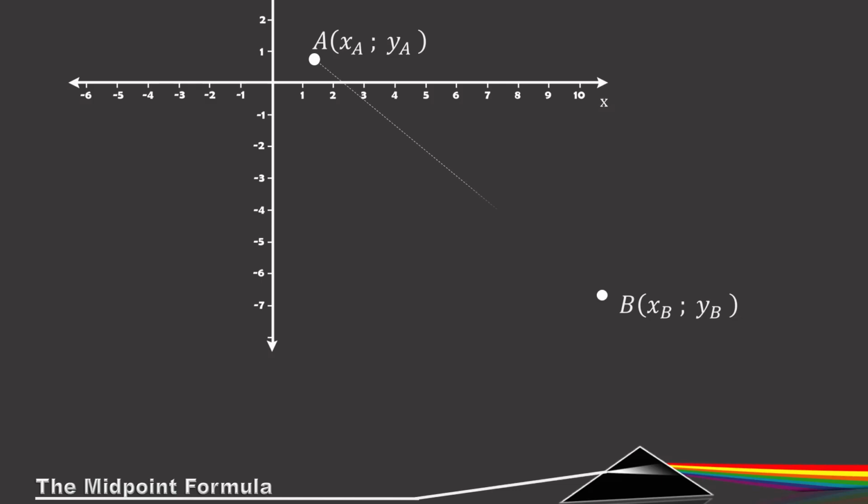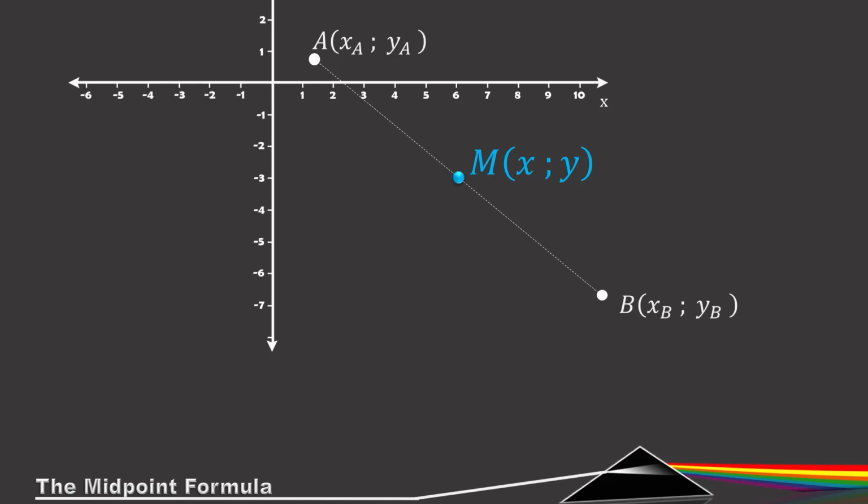So we can connect these two points with a line. But what we want to find is the midpoint, the point that's exactly in the middle of these, and we can call it M, (x, y). We want to find the value of x and the value of y in terms of A and B's x and y coordinates. To do this, I'm going to follow a procedure just to show you how it is derived.